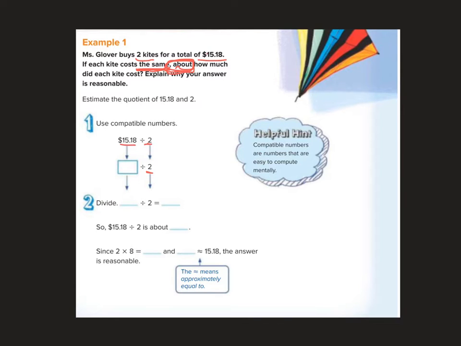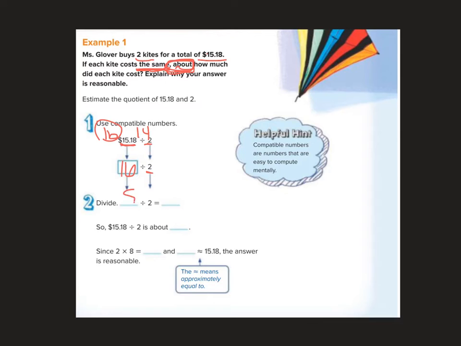Okay, so now I'm going to look at my $15.18, and if I count by 2s, 2, 4, 6, 8, 10, 12, 14, so 14 is close, and 16 is close. So then if I ask myself, well, which one's closer? Is 14 closer or 16 closer? Well, 16 is 18 cents closer than 14, so I'm going to choose 16.